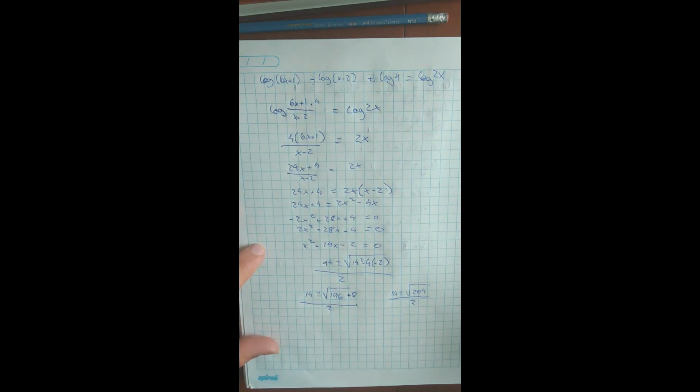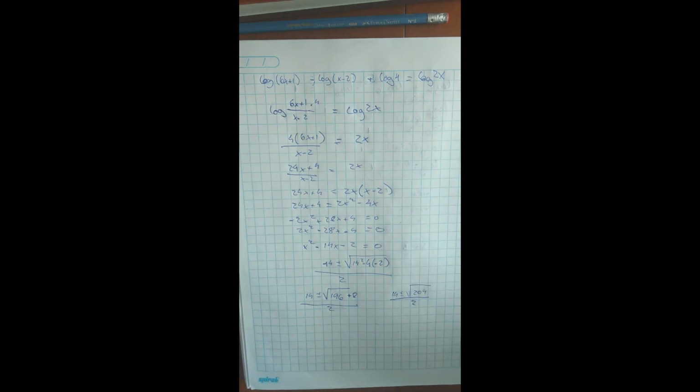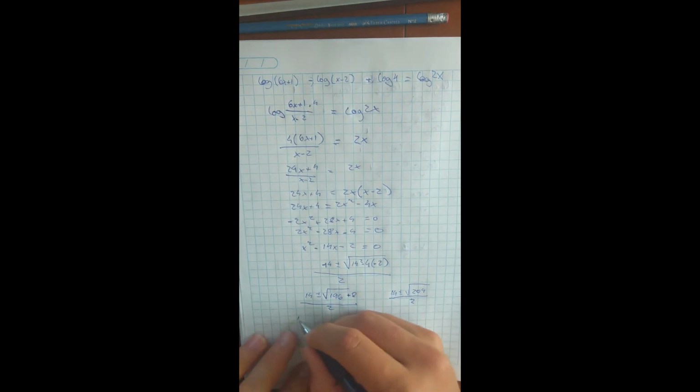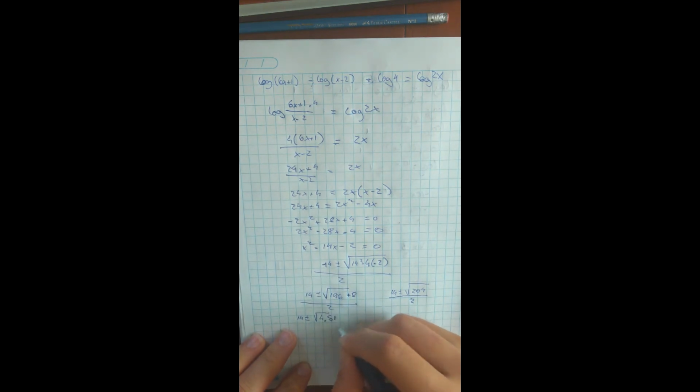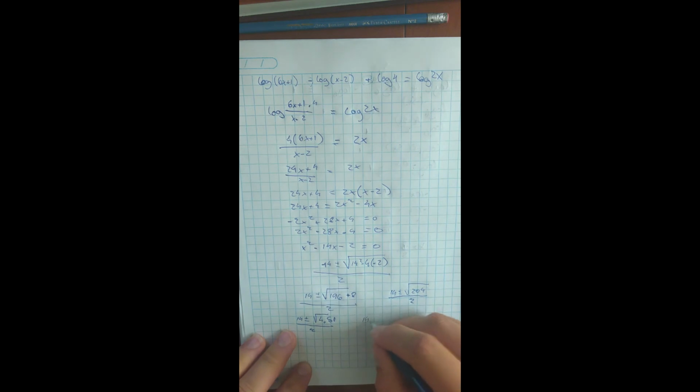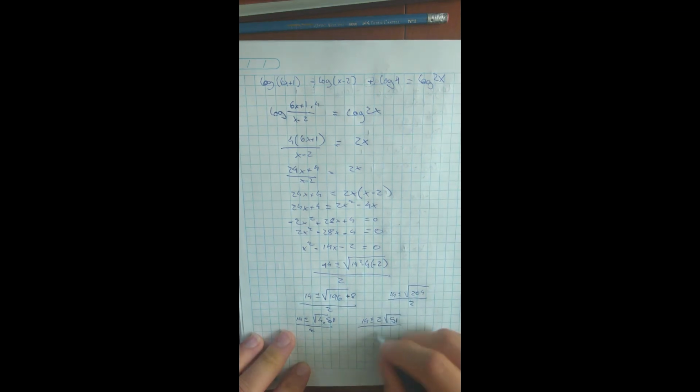Okay, so now we are coming to the end of our equation here. So what will we do here? First of all, we have to simplify this value here. So 204 divided by 4 will give us 50. Okay, so 51, I'm sorry, I almost made a mistake here. So 51. So this will be 14 plus minus square root of 4 times 51 over 2. So this will be 14 plus minus 2 square root of 51 over 2.